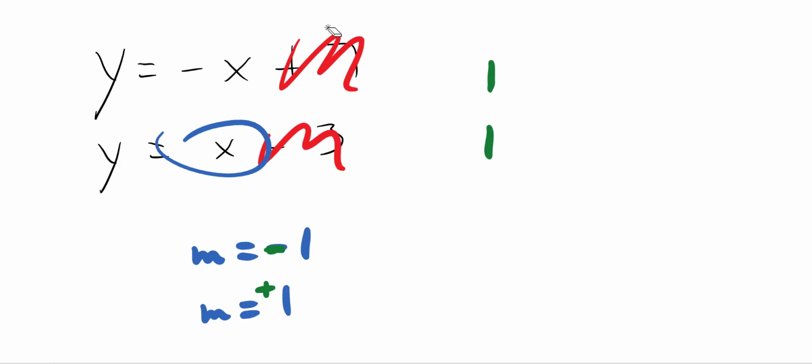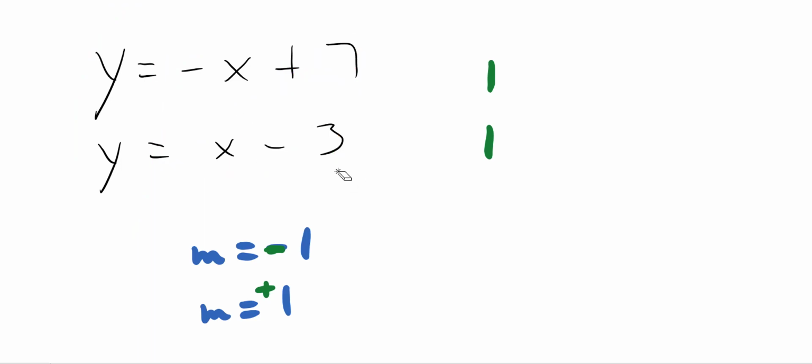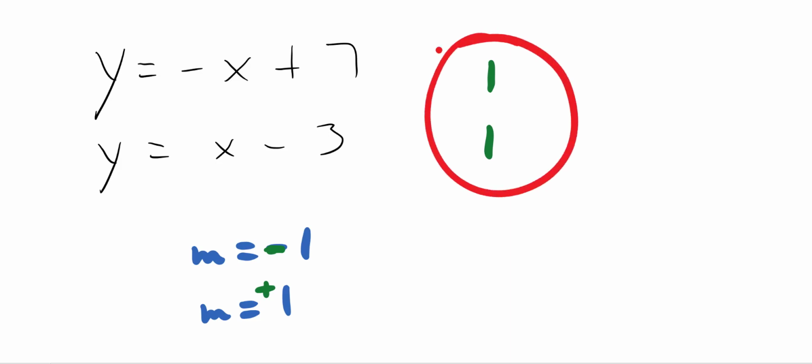If I go back to the original problem, I'm looking at the slopes, and we looked at them already. One's 1 and one's negative 1. This one's negative 1 and this one's 1. So what are you going to tell me? You're going to tell me these lines are perpendicular. Okay? It's pretty easy, just looking at the slopes.